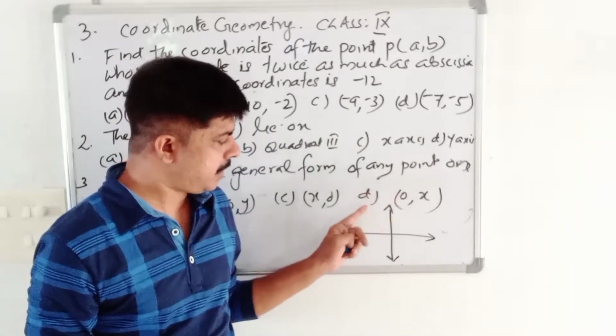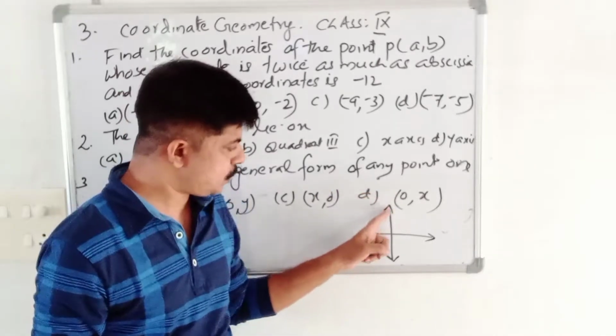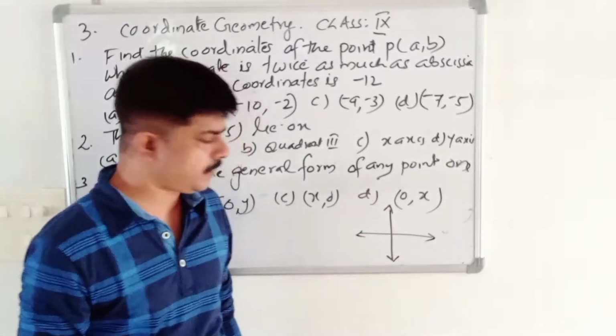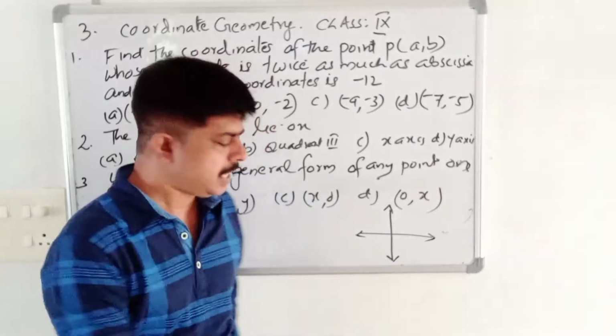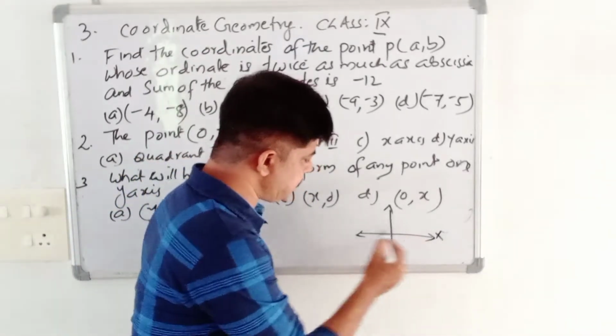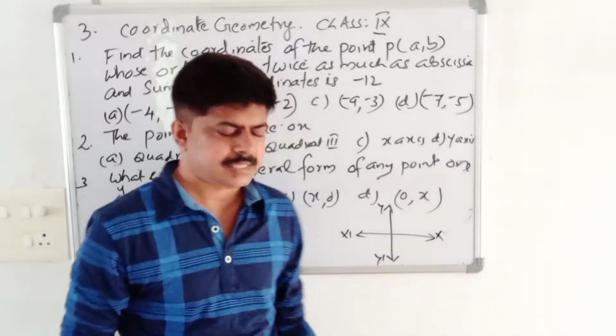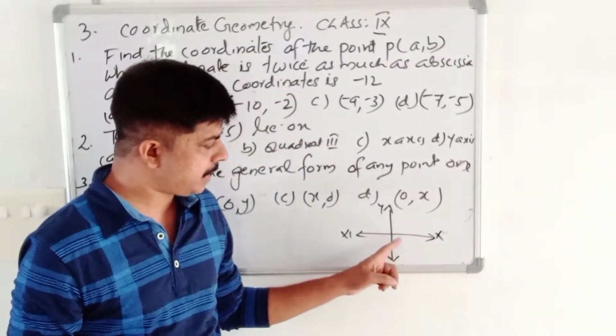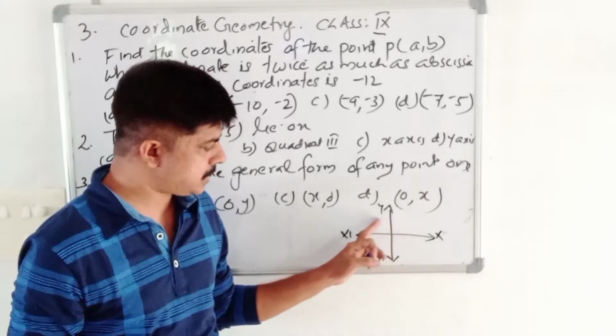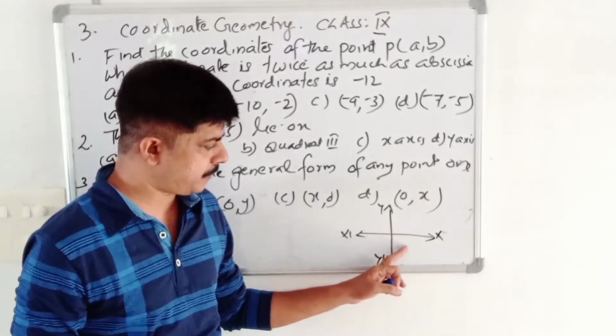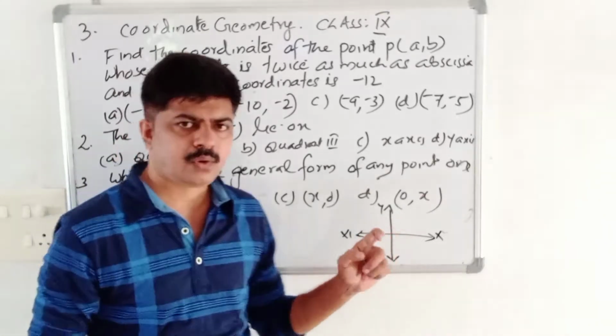We say the name of the plane is the Cartesian plane, and these two perpendicular lines together we call coordinate axes. The horizontal line is called the x-axis, and the vertical line is called the y-axis. These two perpendicular lines divide the plane into four parts: first quadrant, second quadrant, third quadrant, fourth quadrant. These are the four quadrants.